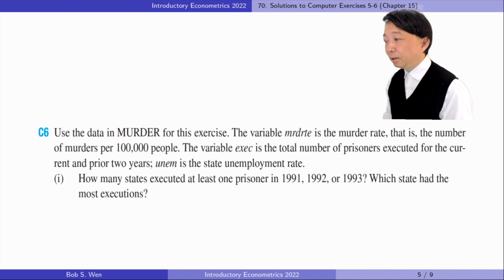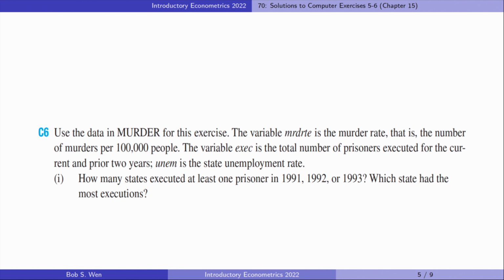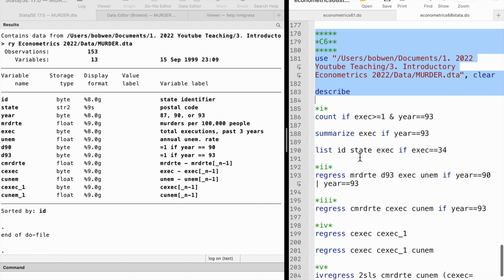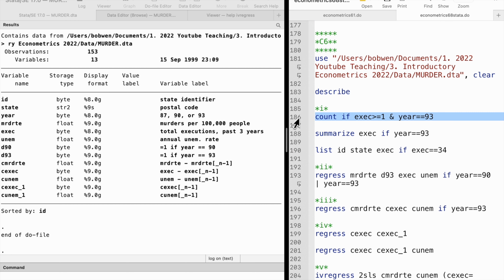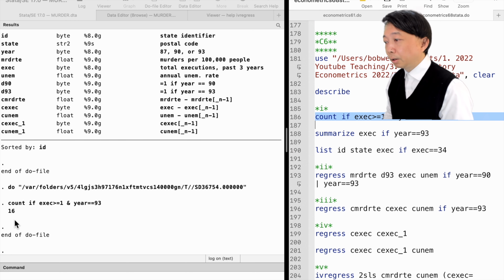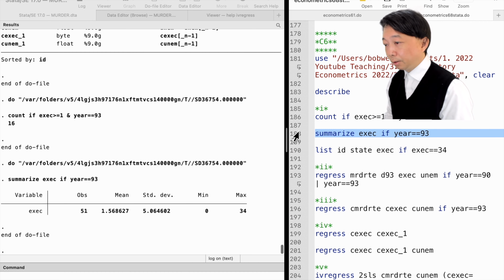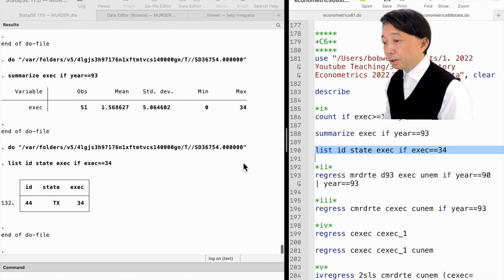In part 1, how many states executed at least one prisoner in 1991, 1992, or 1993? Which state had the most executions? We find 16 states executed at least one prisoner from 1991 to 1993. We find that the maximum value of execution is 34, and the state is Texas.